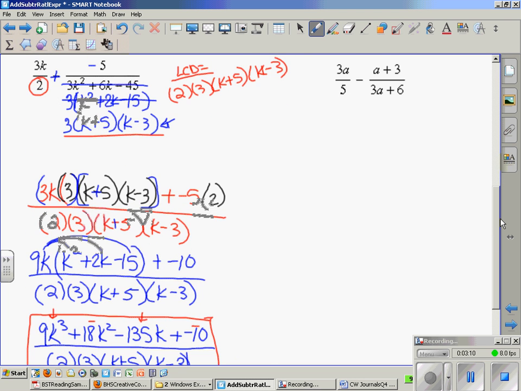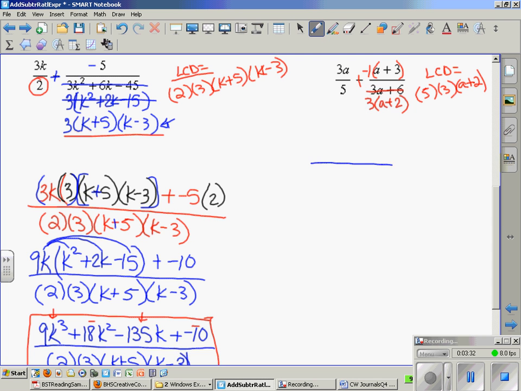Now our last example over here has that distributing the negative thing again. So I'm going to say plus a negative 1 times this. I'm going to factor this, 3 times a plus 2. So that means my lowest common denominator is 5 times 3 times a plus 2.